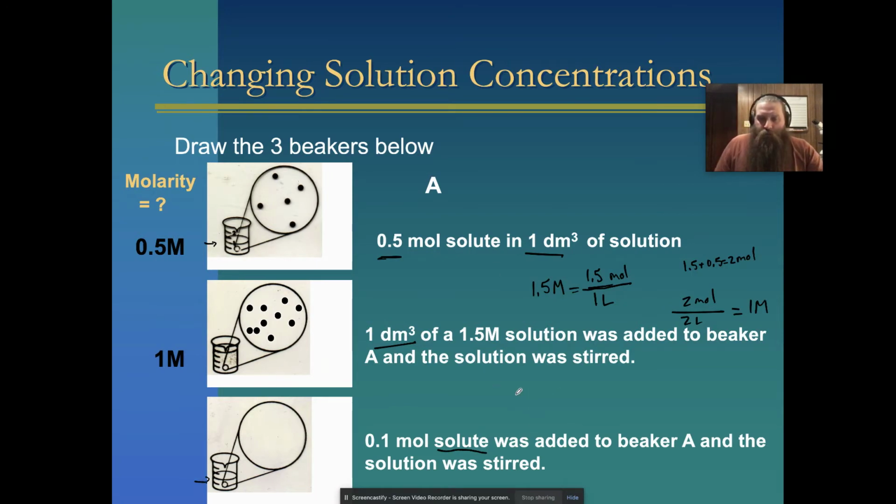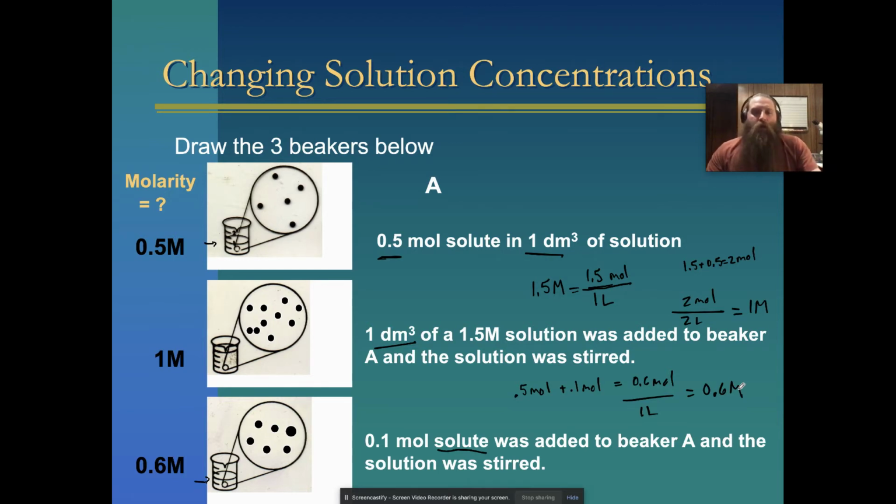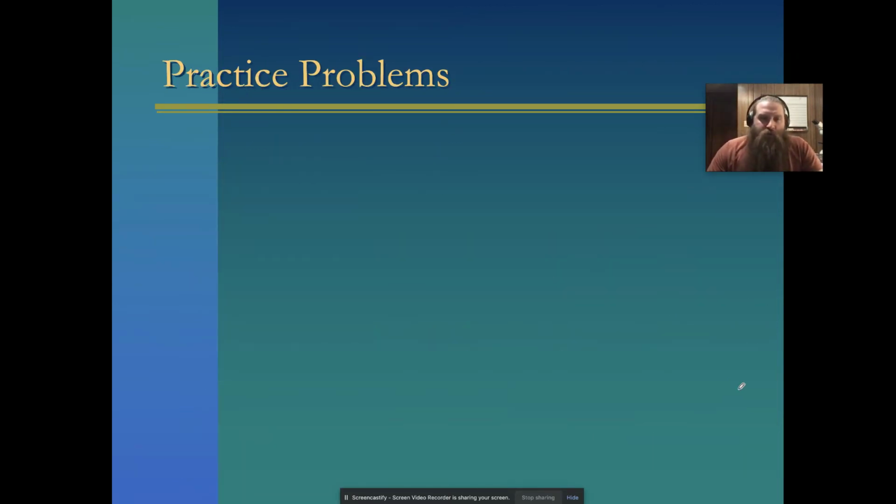So we say, all right, well, we had 0.5 moles. We added 0.1 moles. So that's going to be 0.6 moles. We still have 1 liter. Well, anything divided by 1 is itself, so it's a 0.6 molar solution. There we go. All right. Let's work a few more practice problems now. Let's look at a real practice problem.